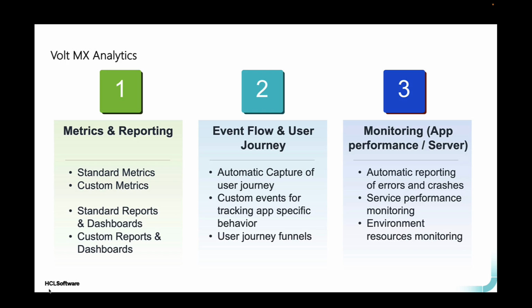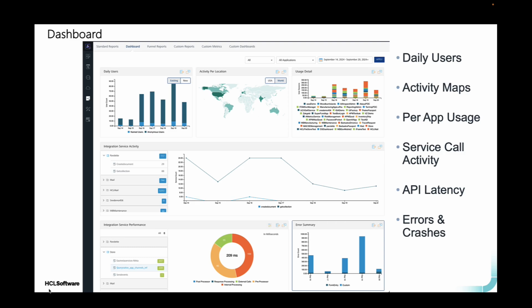We will go into more details about the event flow and user journey later, where we show what all events can be captured automatically, how do you modify it, what granularity it is captured, and how you can even capture custom events for application specific behavior and building user journey funnels. We look into automatic error reporting and crashes, performance monitoring of the services and environment and such. Right? So let's start with the dashboard.